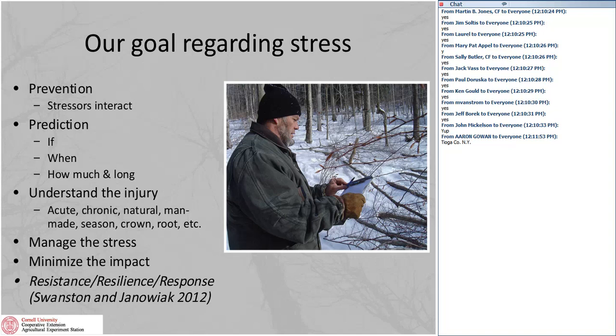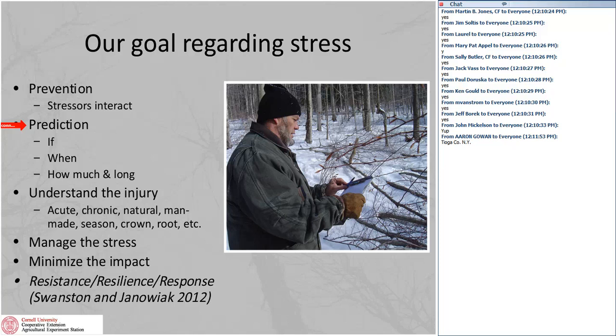Our goals are multifold. We want to prevent stress. These stressors interact, so the fewer stressors the trees are exposed to at any one point in time, the better for us and for them. Ideally we'd prevent all of the stresses. We can't do that, of course, but it's often easier to prevent a problem than to solve a problem. If we can anticipate and predict stresses, that gives us the potential to reduce the impact of the stress. We may be able to minimize the negative interactions that would occur with other stresses, and where appropriate, compensate for other kinds of desired outputs.